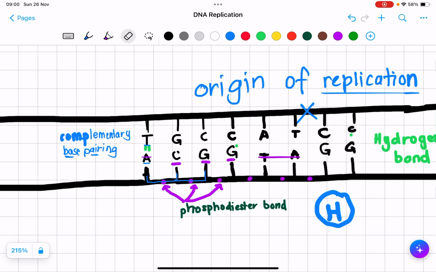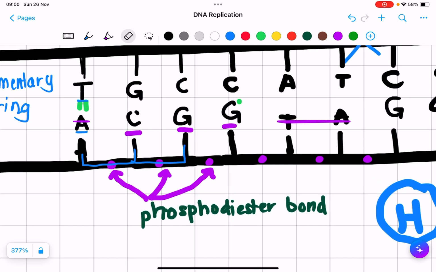So, I'm going to repeat myself. DNA helicase binds to origin of replication. And then, it's going to unwind and separate the parental DNA strand. Kenapa kita panggil parental? Sebab kita nak bezakan dengan strand yang akan dihasilkan nanti. So, it breaks the parental DNA strand by breaking the hydrogen bond. Bukan phosphodiester bond. Kalau dia break phosphodiester bond, strand tu akan terputus terus.